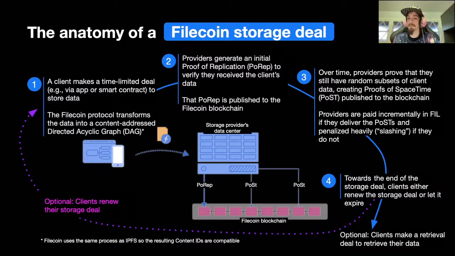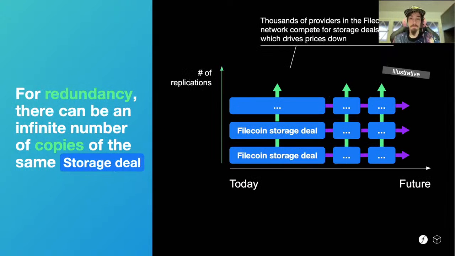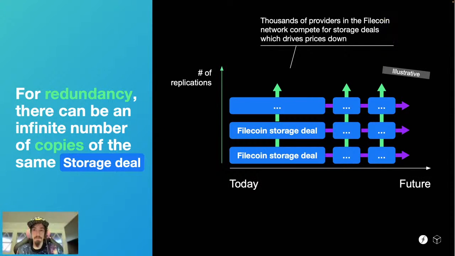Storage providers, the users providing storage and retrieval services, compete on storage, reliability, and speed in an open market based on supply and demand. For permanence, any storage deal can be renewed an infinite number of times by anyone or anything. Think like a smart contract. For redundancy, there can be an infinite number of copies of the same storage deal.